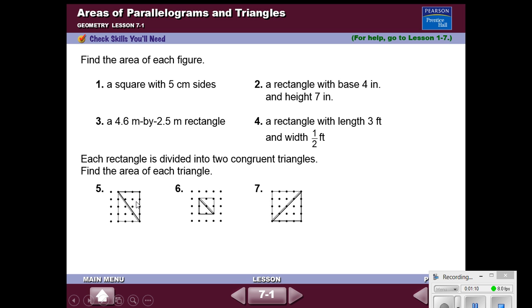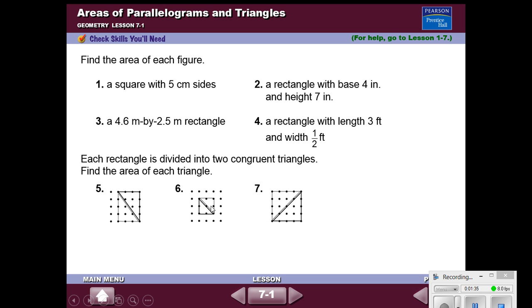Okay. Each triangle is divided into two congruent triangles. Find the area of each triangle. So what we're trying to show here is that the area of the triangle is exactly half the area of the rectangle. So the area formula is 1/2 the area of the rectangle. Of course, you could easily compute the area here. We notice it is 1, 2, 3 units wide, 1, 2, 3, 4 units. So it's half of 3 times 4 for 6 square units.